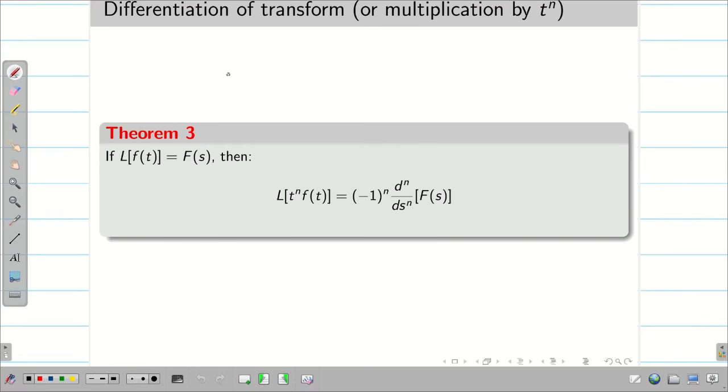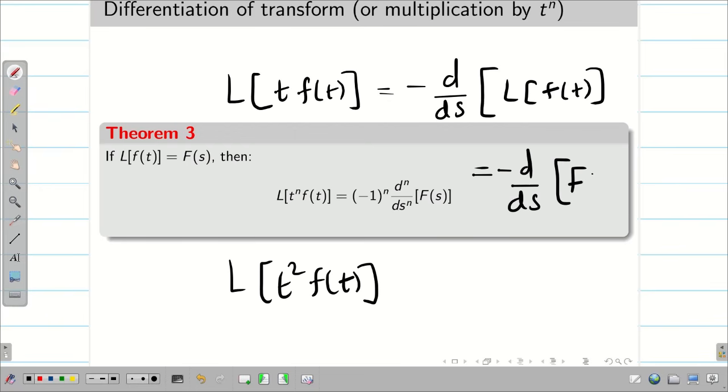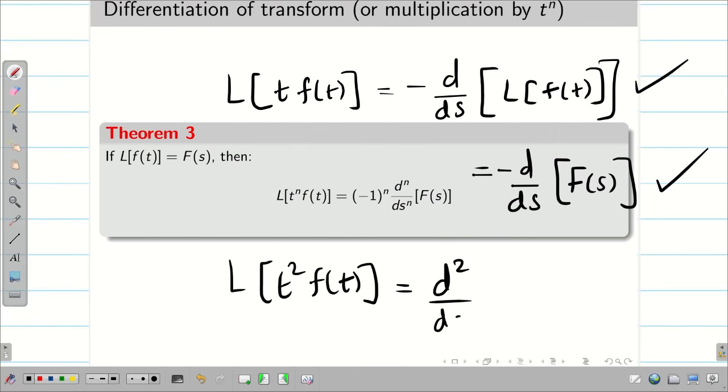Now most of our problems might be t into f of t or at most t square into f of t. So L of t into f of t is going to be minus d by ds of L of f of t, that we can say as minus d by ds of capital F of s. Both are correct. If it is t square, the minus 1 disappears because we have minus 1 whole square. So d square by ds square of capital F of s.